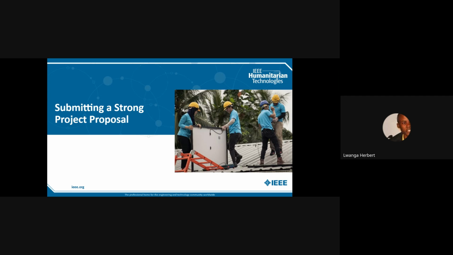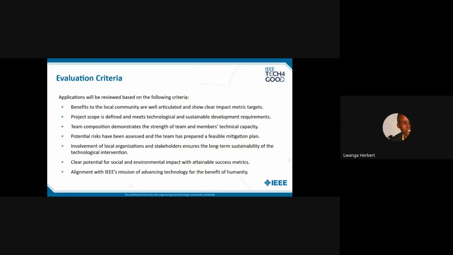Submitting a strong proposal: I'll take you through some of the aspects that the HTB proposal evaluation committee considers once your proposal has been submitted. Applications will be reviewed following these criteria. The first criterion is how your solution will benefit the entire local community. How have you properly articulated that aspect within your proposal? That will be one of the key aspects that the evaluation committee will look at.